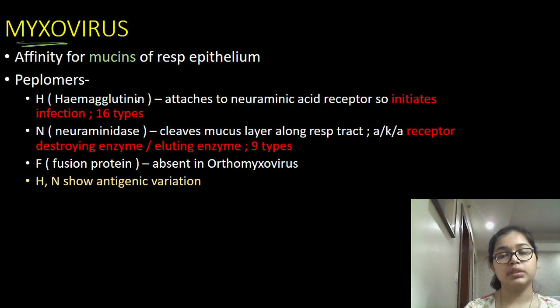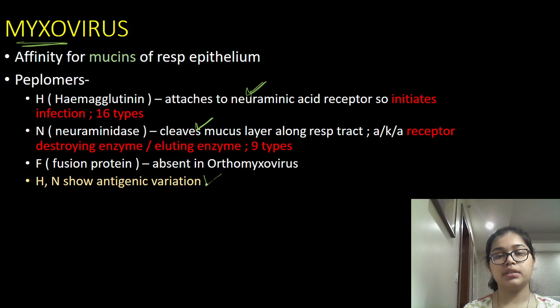Orthomyxovirus has 8 segments in the genome, and 3 types based on the ribonucleoprotein: A, B, C. B is associated with bowel, so B for bowel is associated with bowel symptoms. A shows epidemics and pandemics, that's shift and drift, whereas C is non-pathogenic. Diagnosis: antigen can be detected by hemagglutination. Antibody against the influenza virus can be detected by hemagglutination inhibition.